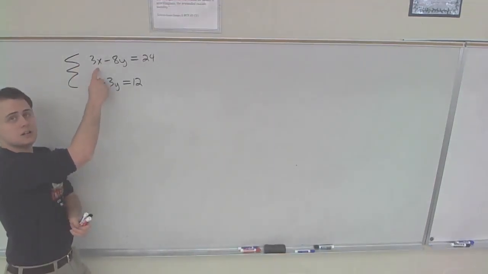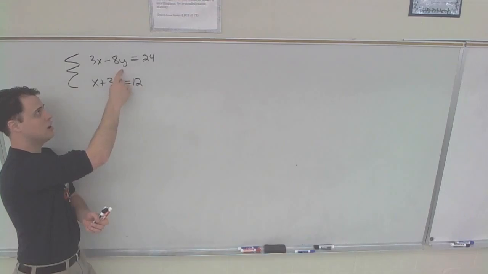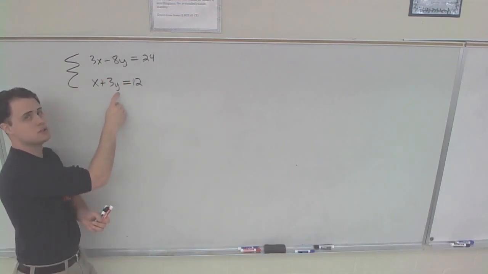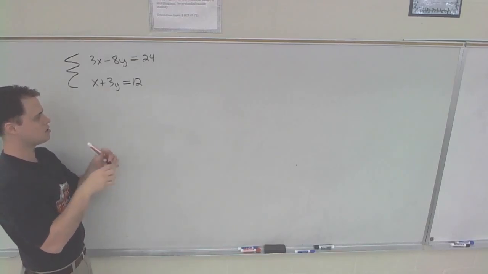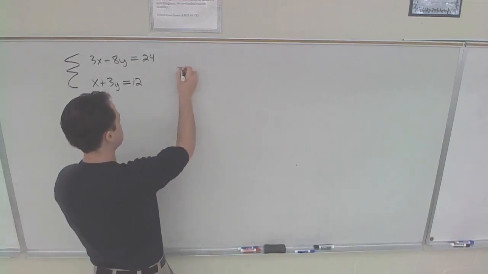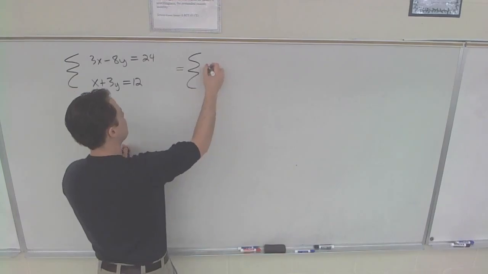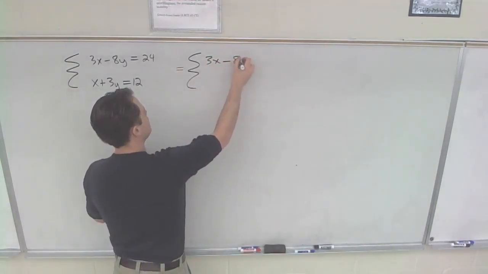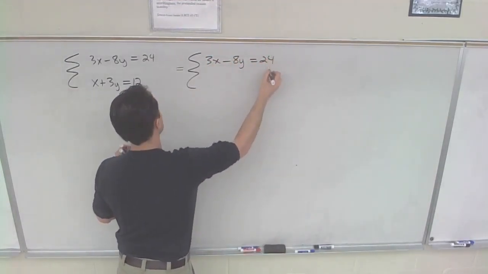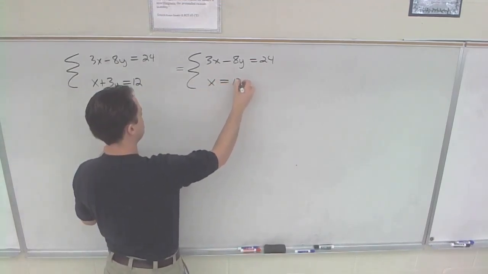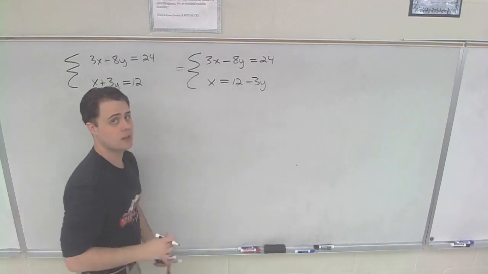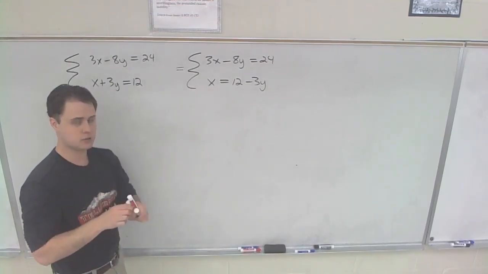The x here is not by itself, so not so easy. The y here, again, same issue. Same issue here. Right here we have x already by itself, almost. We just need to subtract the 3y. So let's write down a version of the system that's more convenient to substitute. So if I subtract 3y on both sides here, I'll get x equals 12 minus 3y. Now I have x by itself, so I can do substitution.